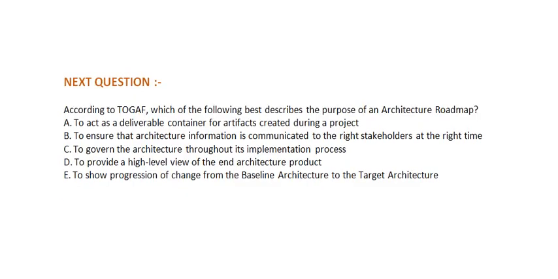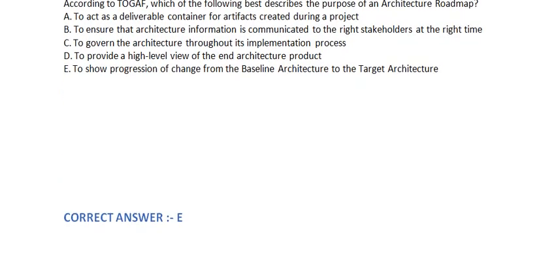According to TOGAF, which of the following best describes the purpose of an architecture roadmap? Option A, to act as a deliverable container for artifacts created during a project. Option B, to ensure that architecture information is communicated to the right stakeholders at the right time. Option C, to govern the architecture throughout its implementation process. Option D, to provide a high level view of the end architecture product. And option E, to show progression of change from the baseline architecture to the target architecture. The correct answer is option E.